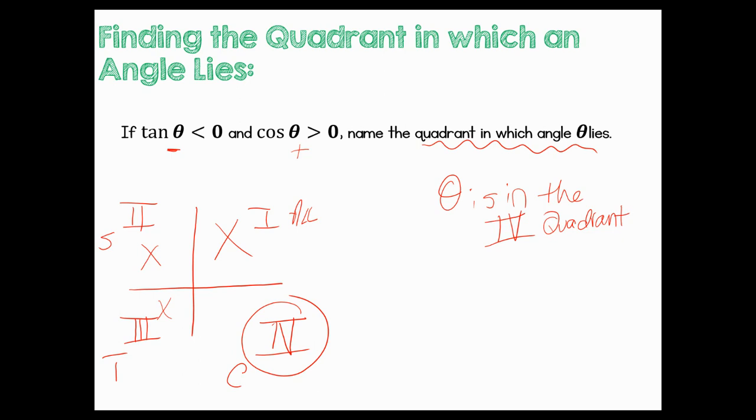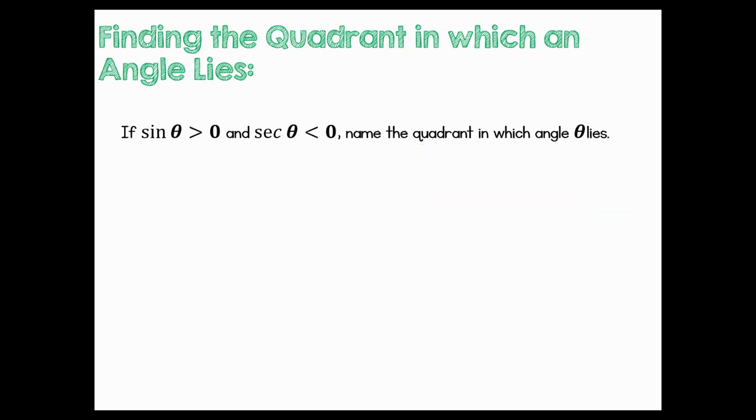All right, let's do another. It's almost like a logic puzzle. Again, think of your four quadrants. All students take calculus. Sine is positive. Sine is greater than 0. If sine is greater than 0, that means it's positive. So sine is not positive in my third, not positive in my fourth. It's positive in my first and my second. So those are the only two possibilities, but now secant is less than 0.